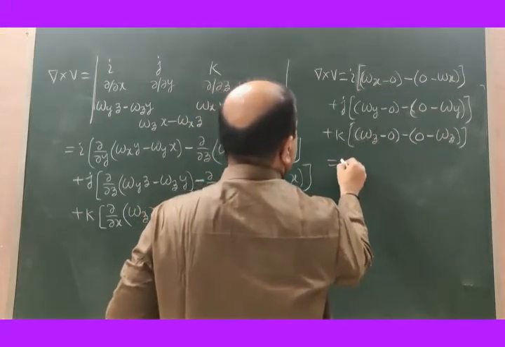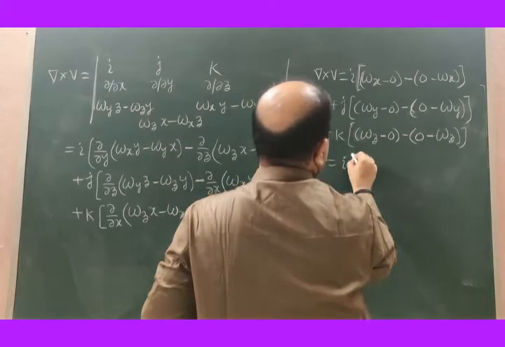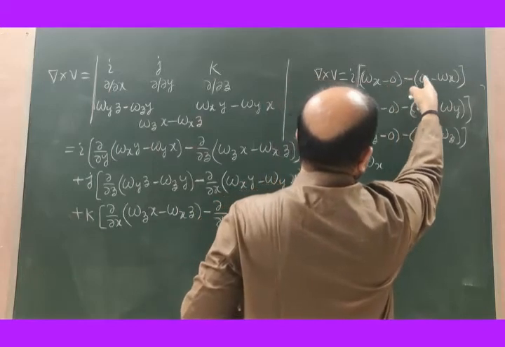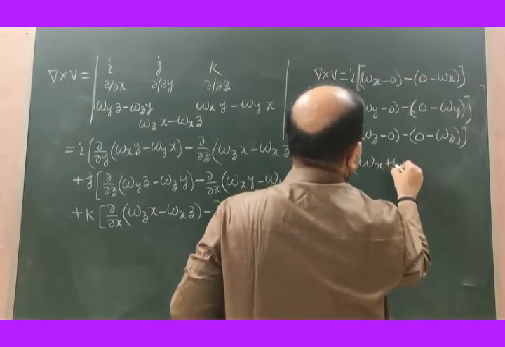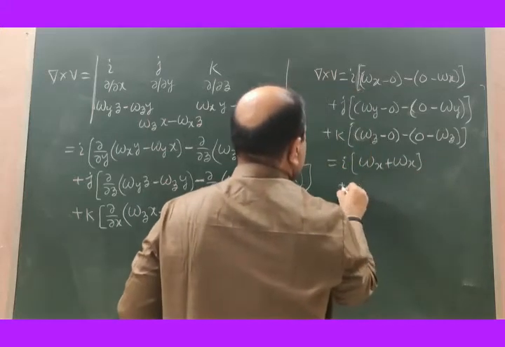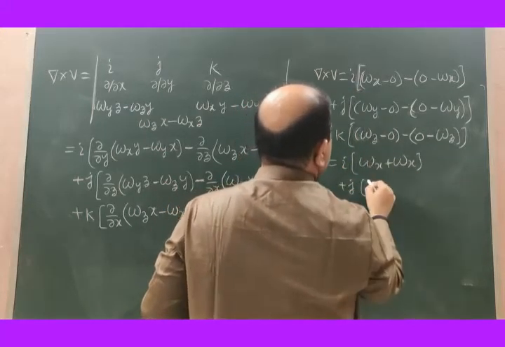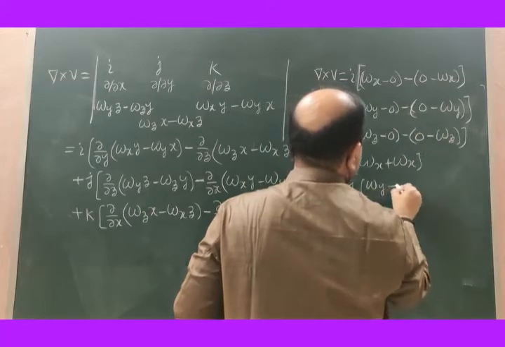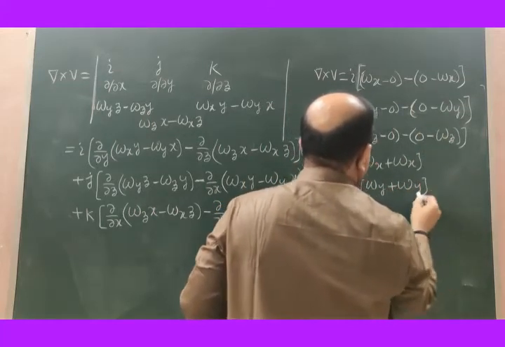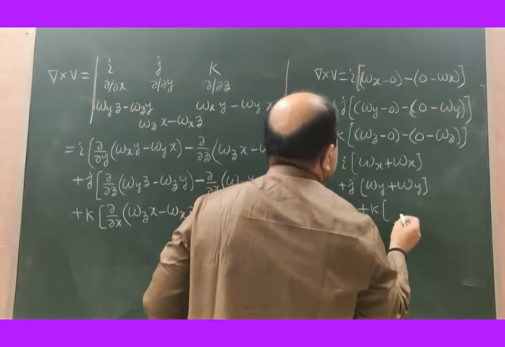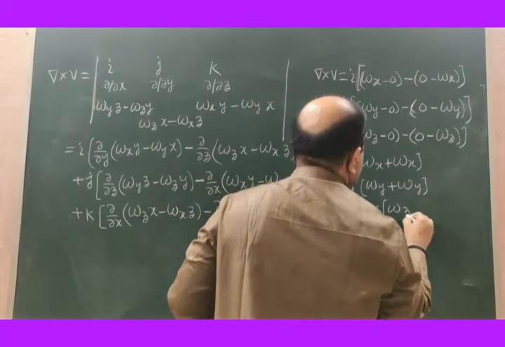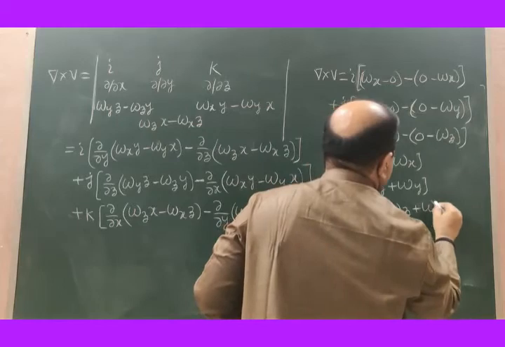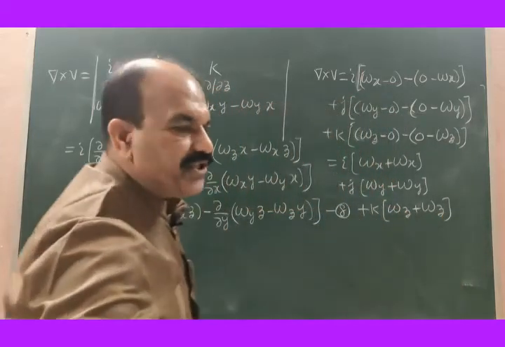If we solve this further, i into omega x, minus 0 nothing, minus minus plus, plus omega x, plus j omega y, minus 0 nothing, minus 0 nothing, minus minus plus omega y, plus k omega z, minus 0 nothing, minus 0 nothing, minus minus plus omega z, and this is further.